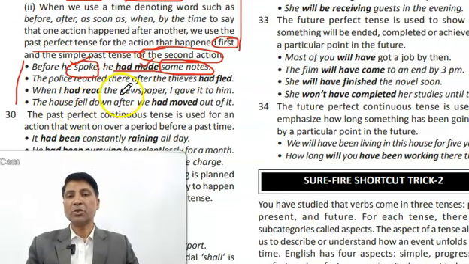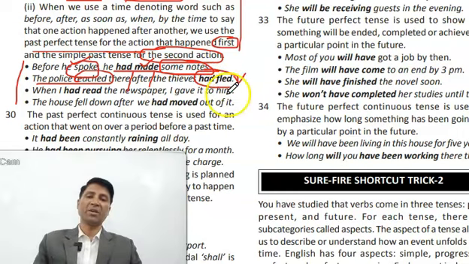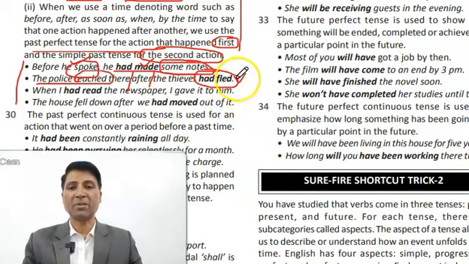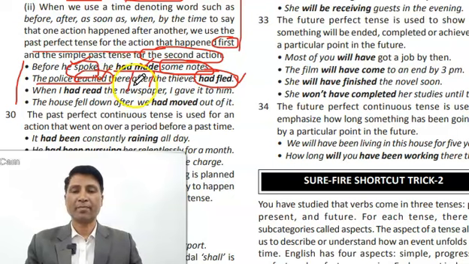The police reached there after the thieves had fled. So again, two actions are taking place here: reaching of the police and running away of the thief. This action, escape of the thief, happens first, and reaching of the police happens second. So always remember, for the first action we use the past perfect tense.